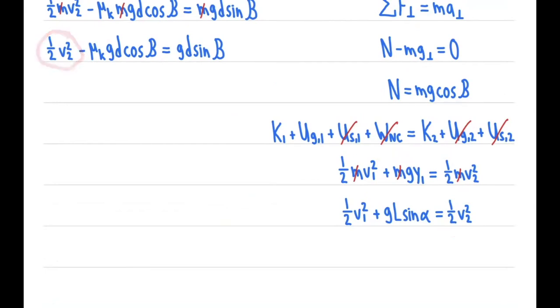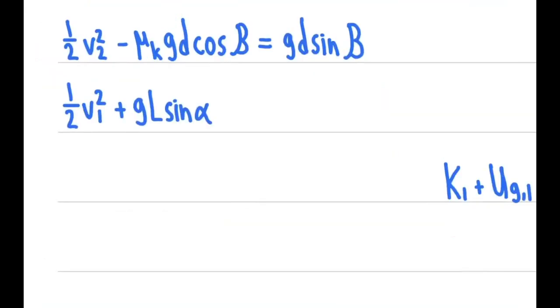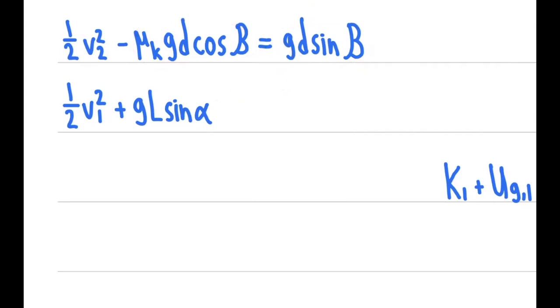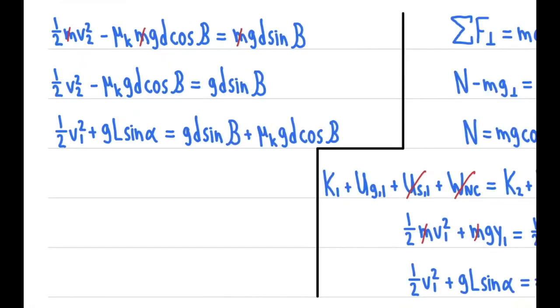So I can just substitute all of this stuff. Just substitute all of that. We're trying to find D. So these are the two terms that have D in it. So I'm going to move them all to the same side. So I'm going to add mu k g d cosine beta to both sides. It's basically a math problem, not a physics problem now. Okay, so we're trying to find D.